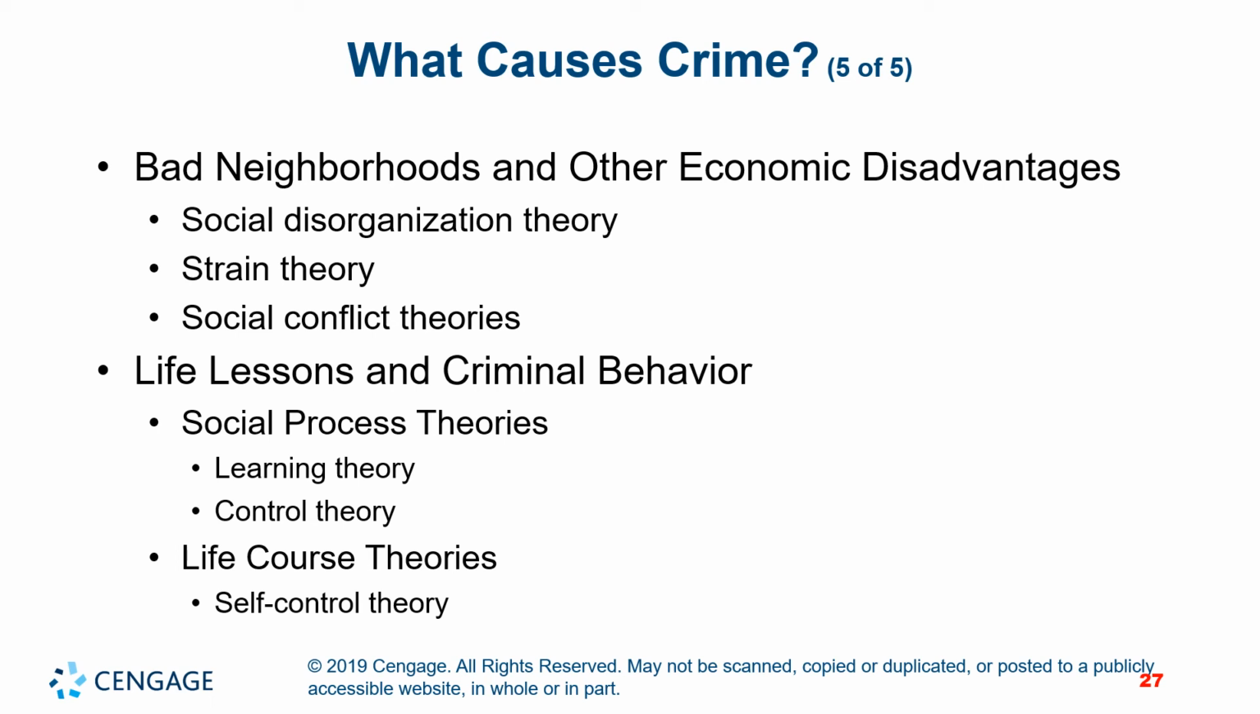Then there are life course theories of crime, believing that lying, stealing, bullying, and other conduct problems that occur in childhood are the strongest predictors of future criminal behavior and have been seriously undervalued in the examination of why crime occurs. If you'll notice, in recent years there's been a very strong emphasis on bullying. Then there's self-control theory.